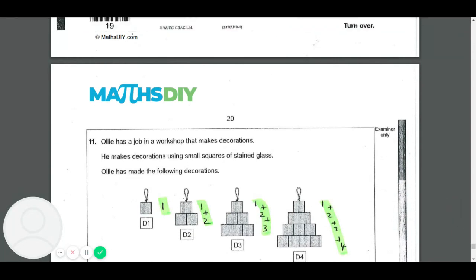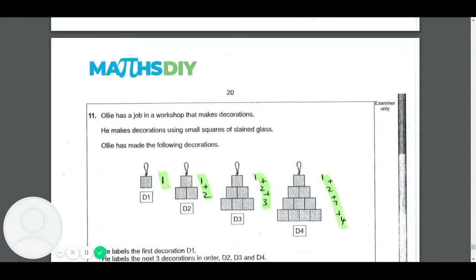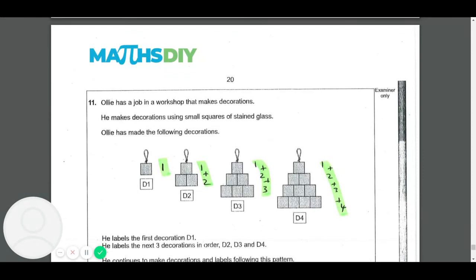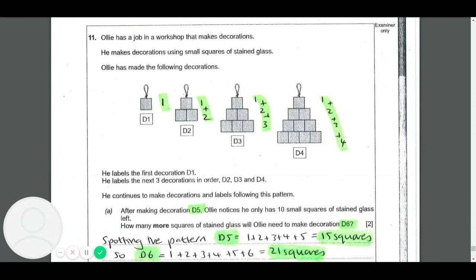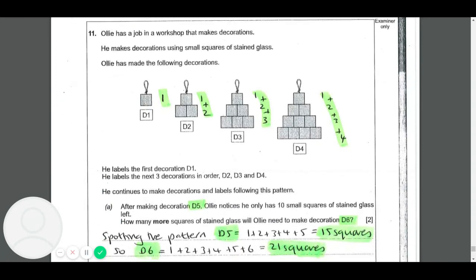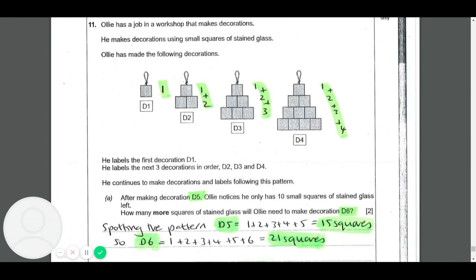Ollie has a job in a workshop that makes decorations. He makes decorations using small squares of stained glass. Ollie has made the following decorations. Okay, so you can see the little triangles getting bigger and bigger and bigger. Labeled them D1, D2, D3, and D4.